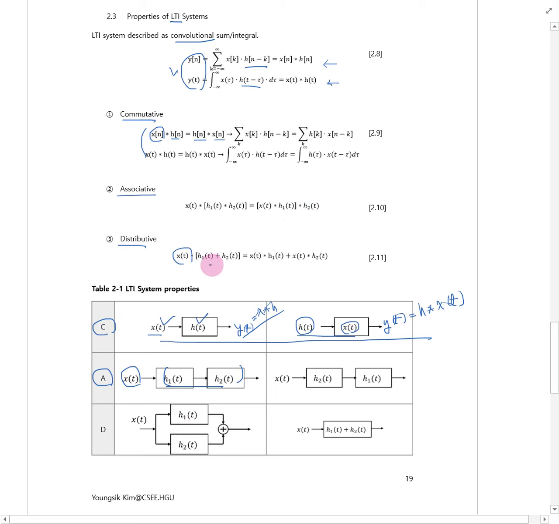The last one is distributiveness. The input is applied to both the h1 and h2 systems. Then each one is applied like that. And because this is a linear time-invariant system, we can sum them up and it will be the same response. Here one input x(t) is applied to both the h1 and h2 systems, and the outputs are added up. That is the output y(t). This output y(t) equals h1 and h2 added like that and applied to x(t). The same result will come out. So this property is called distributiveness.